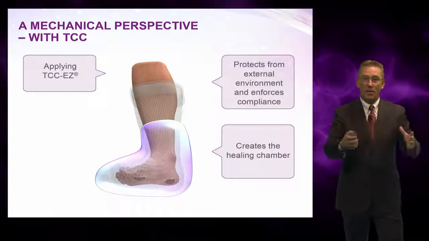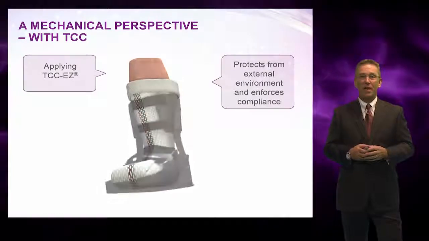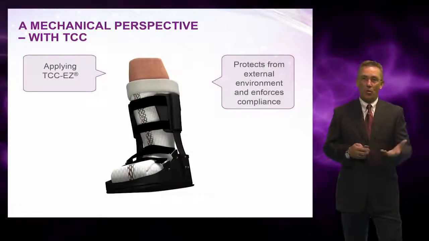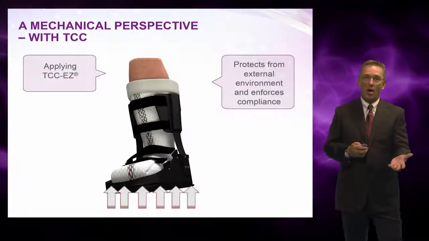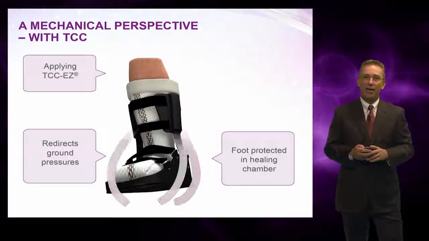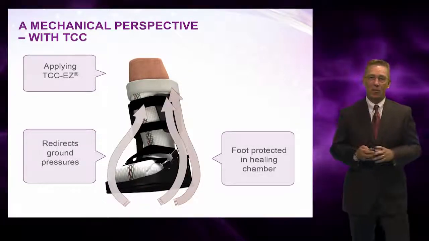This creates our healing chamber. So if we have the cast on, and then we apply the outer boot, the patient is ready to ambulate. So when ground pressures come from the ground when they're walking up through the cast, where do they go? They get transitioned into the leg. About 65 to 70% of the pressure goes into the leg in a total contact cast.